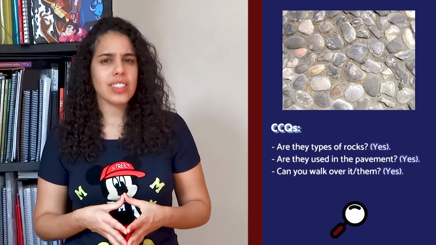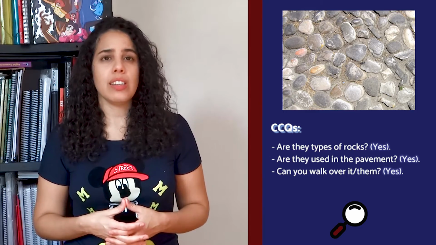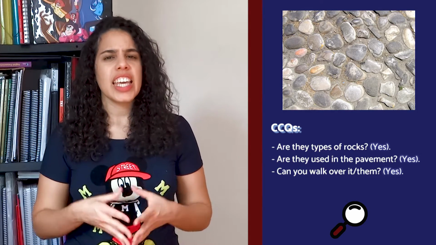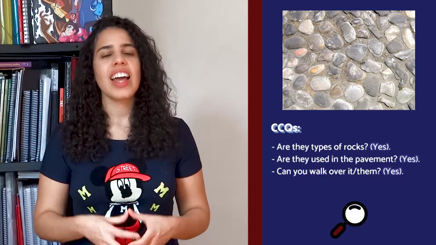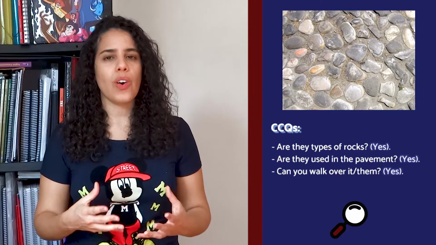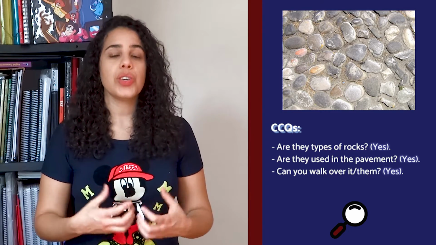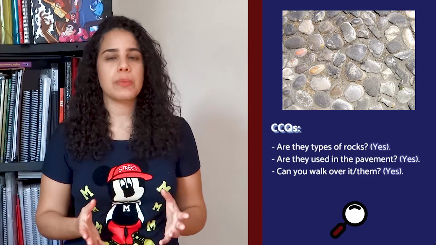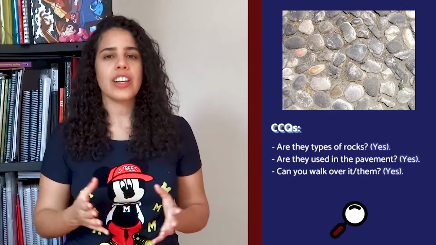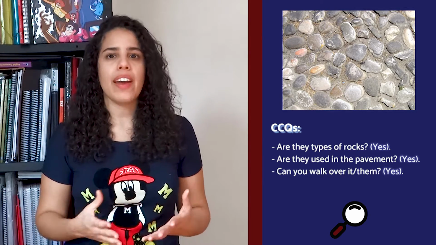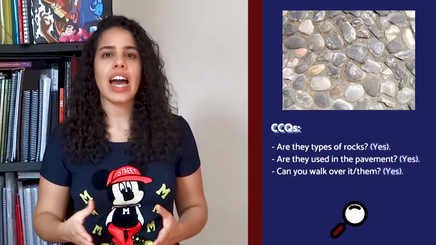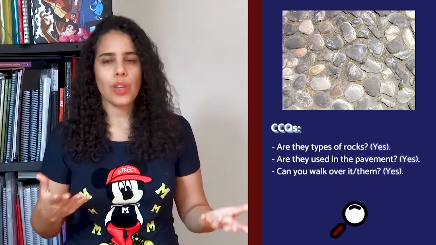Some possibilities are: are they types of rocks? Are they used in the pavement? Can you walk over it? Depending on the level or the course you are teaching, you could ask even more specific questions. For example, you could compare cobblestones to another type of pavement, and so on.